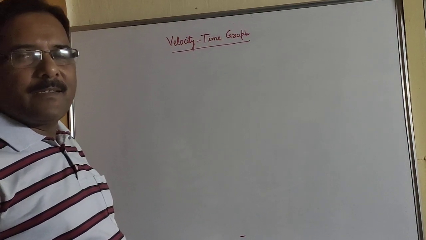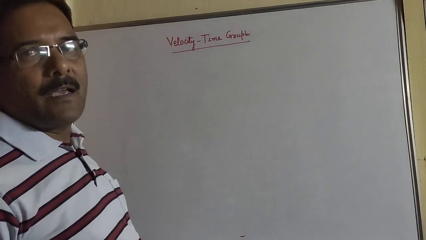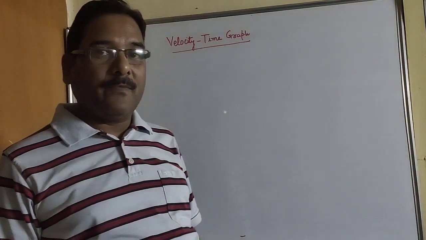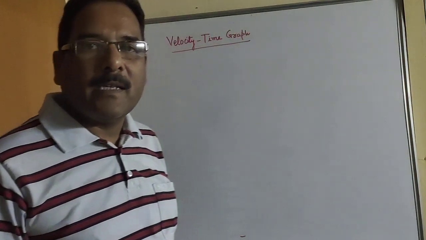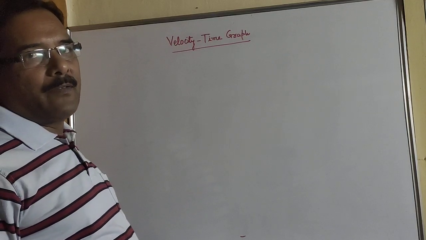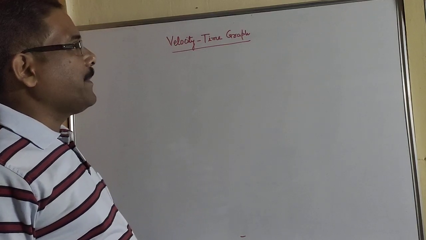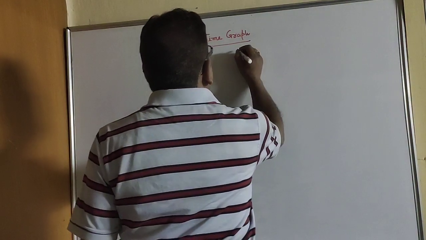Good evening, students. Today we are going to discuss the velocity time graph. In the last class, we discussed the distance time graph and its uses. Today, the velocity time graph. In velocity time graph, we have three types.